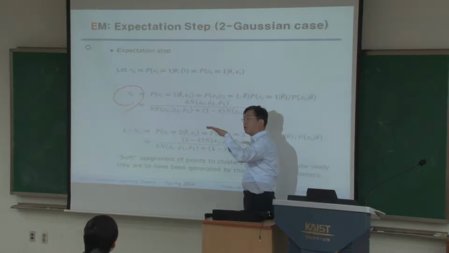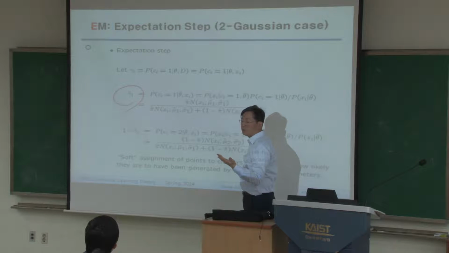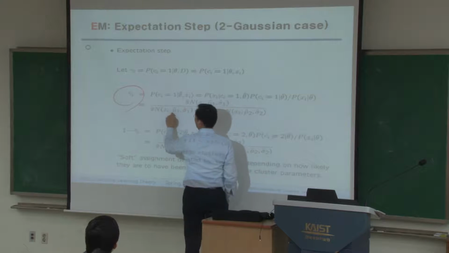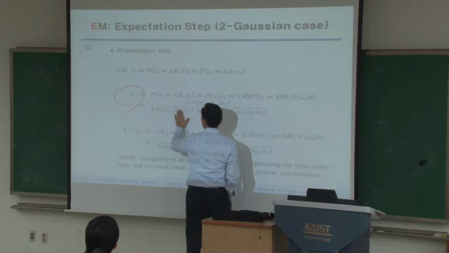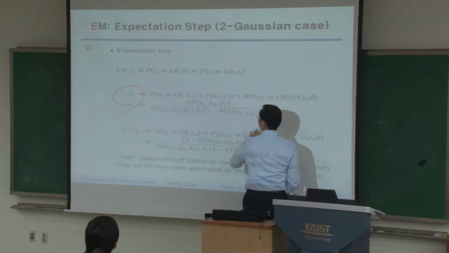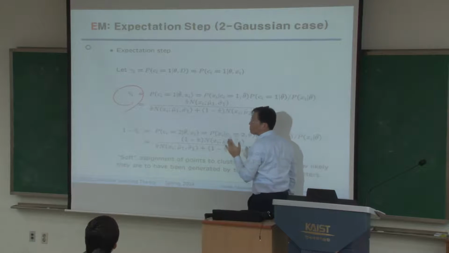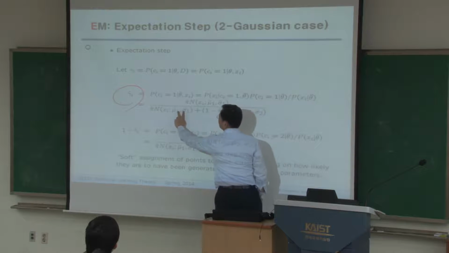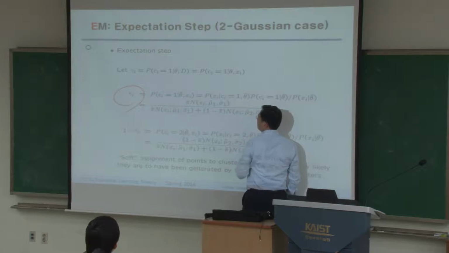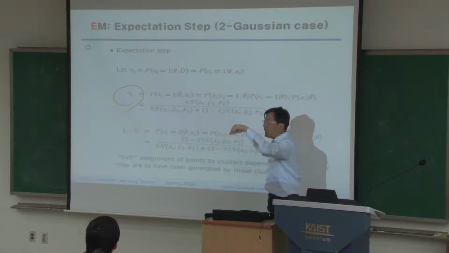If you look at gamma, it looks like this. If the two Gaussians, one is for red, this one, and that one is for blue. Okay, and I have the theta value. So I have these theta values, and I'm looking at point xi.